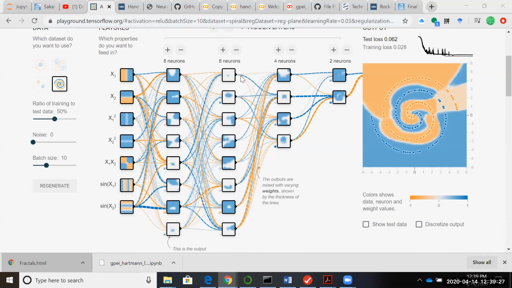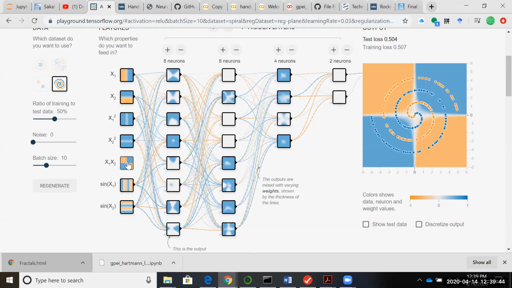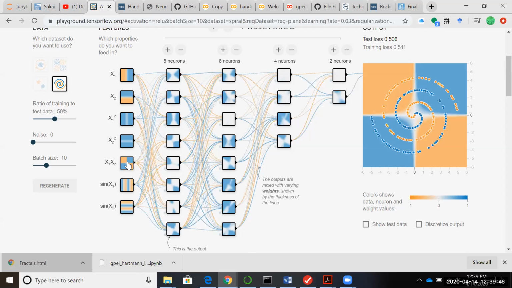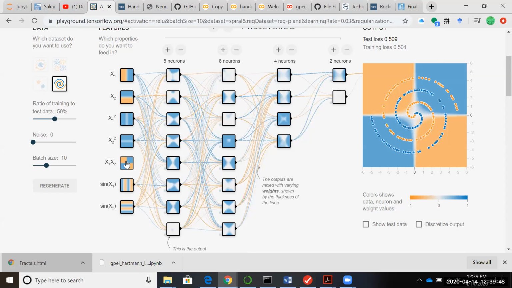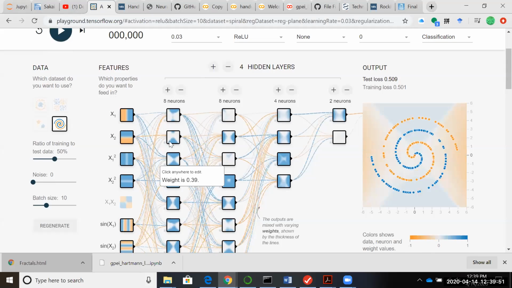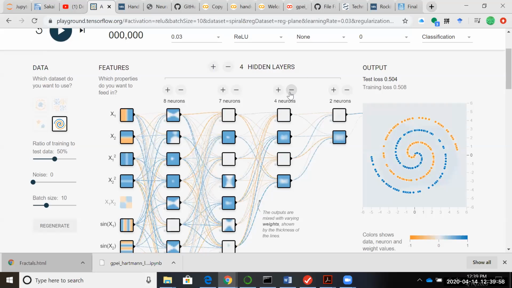It was a little complicated. I took a screenshot of it, but I think I used all of the inputs except x1 times x2. Then the network had something like 8, 7, 6, 5 neurons in each layer: 8, then 7, then 6, then 5.